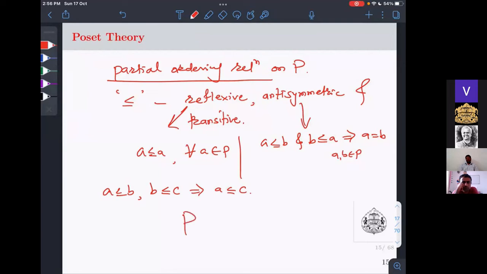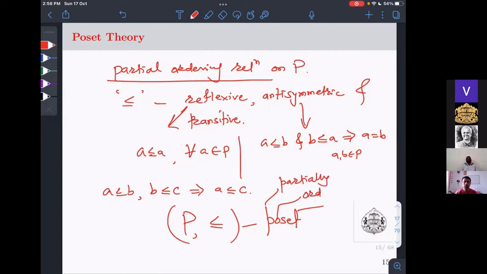Now, if I have a non-empty set P with this less than or equal relation, which is a partial order relation, then we say that this is a poset. Why poset? P-O stands for partially ordered, and set is set. Doesn't matter, no abbreviation for this. So this is my partially ordered set. In brief, I will call it a poset, also known as an ordered set. So the meanings are the same, and you can see that there are many examples.